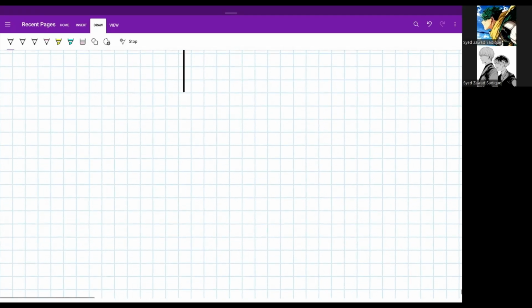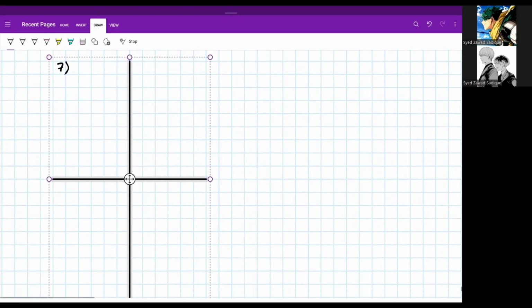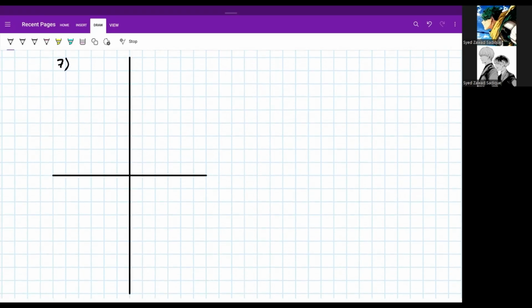Then we have number 7, okay. This is the inverse graph.